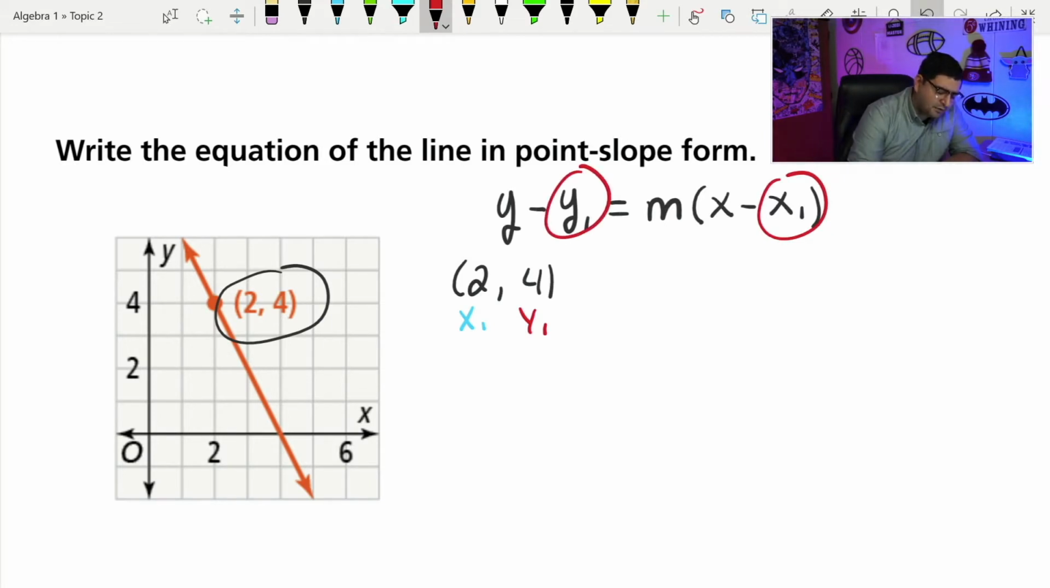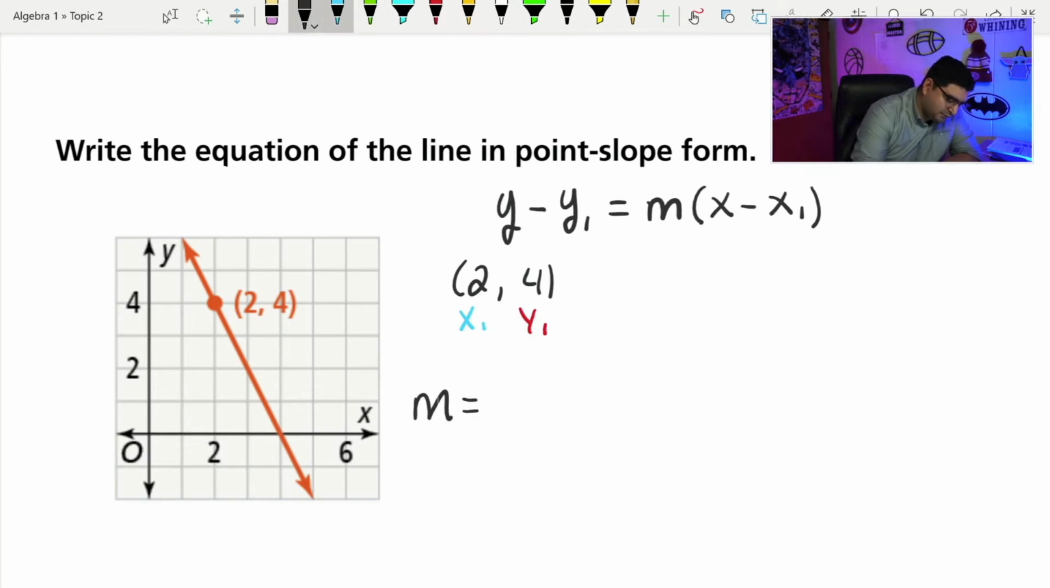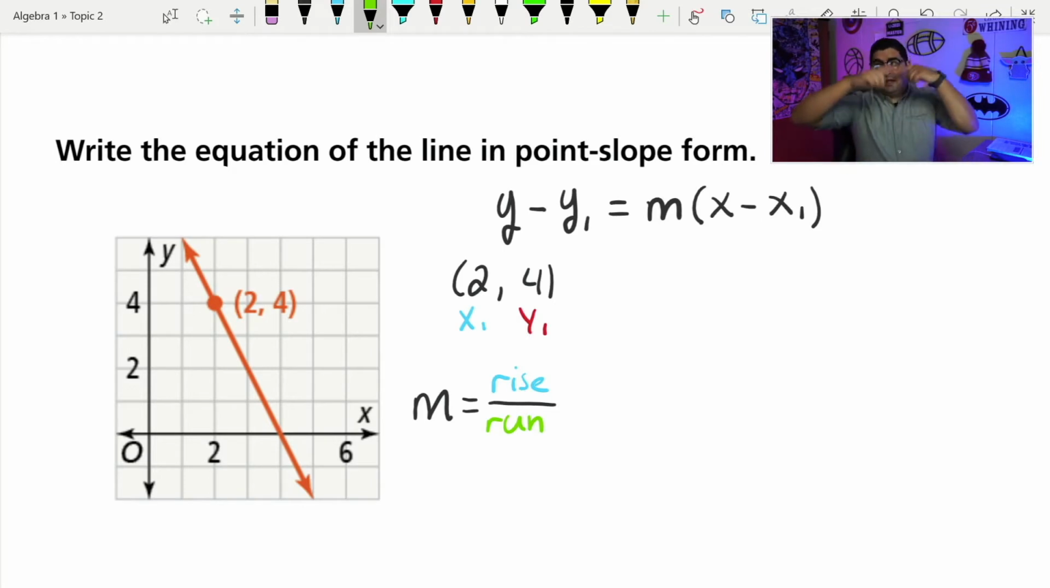Now the question is, what's my slope? And to find the slope, we use the equation of rise over run. We must remember that slope is equal to rise over run, where rise represents any movement going up and down, and run represents any movement that goes from left to right. And the way we find this in a graph is we pick 2 points.